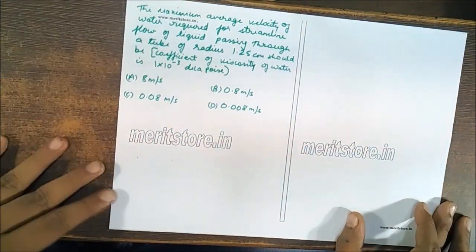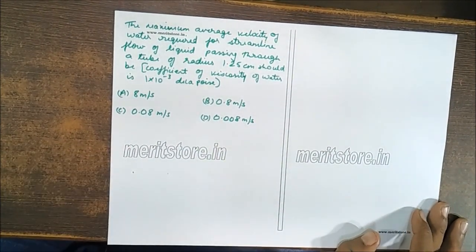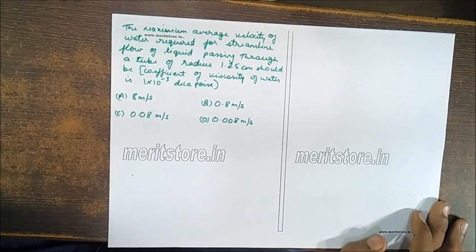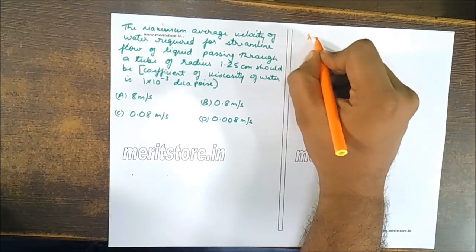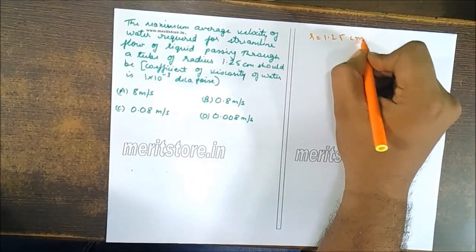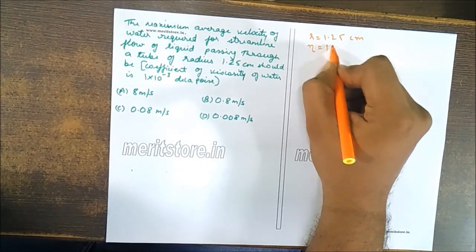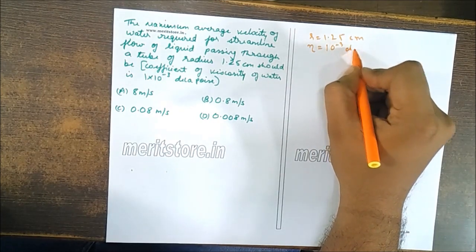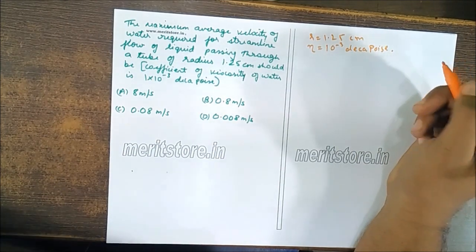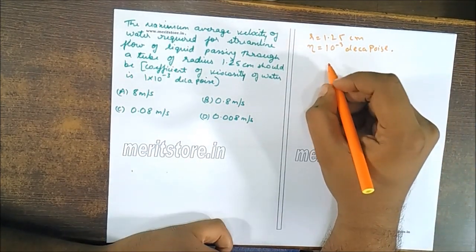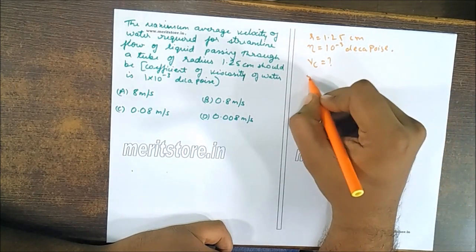Now, the maximum average velocity of water required for streamline flow of liquid passing through a tube of radius 1.25 centimeter. So radius is 1.25 centimeter. Coefficient of viscosity eta is 10 raised to minus 3 decapoise. Now maximum average velocity, that means they demand critical velocity for the flow to be streamline.